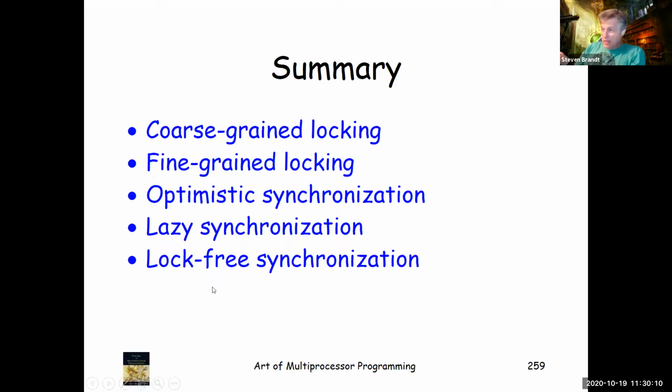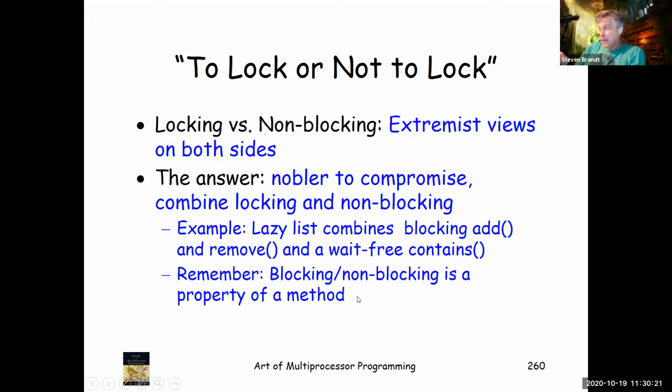So in summary, we have these 5 different methods that we've discussed. We've got coarse grained, fine grained, optimistic, lazy, and lock free. And there are 2 different views on whether you should use locking or whether you should use non-blocking algorithms. And there's different people who feel different ways. And the answer is sometimes it's nobler to compromise, combine locking and non-blocking. Lazy list combines blocking add and remove, and wait-free contains. And sometimes that's the best thing to do. But blocking or non-blocking is a property of a method.